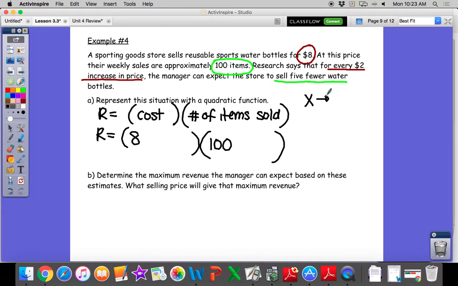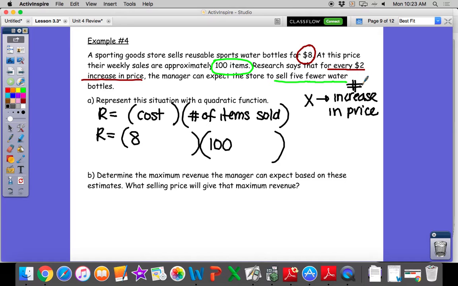So if I did one increase in this cost, it would be a $10 water bottle. If I did 2 increases in cost, that would be $12, right? So the water bottle is going to go up in price every time you make an increase in the price. So X is going to be the increase in your price. So the number of increases in the price.